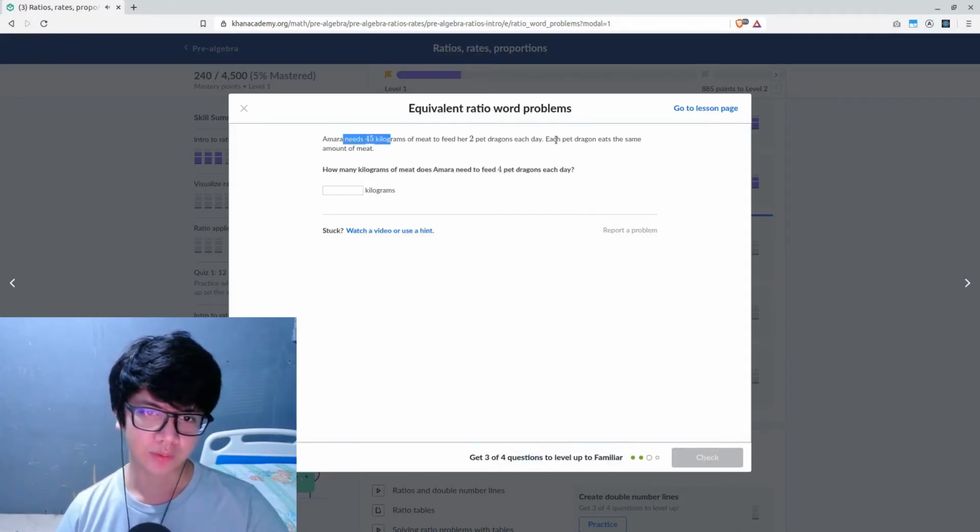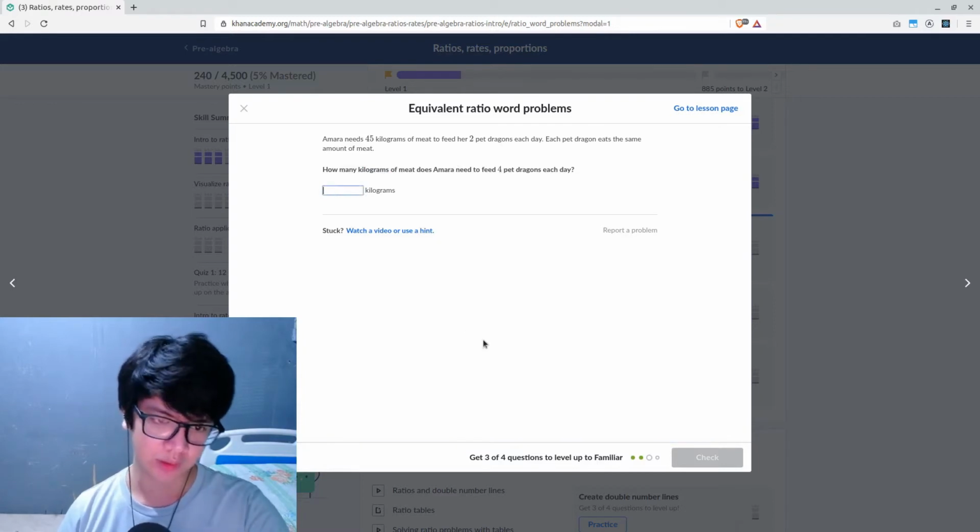Amara needs 45 meat to feed her 2 pet dragons each day. Each pet dragon, it's the same amount of meat. Oh, so to feed 4 pet dragons each day. 90.